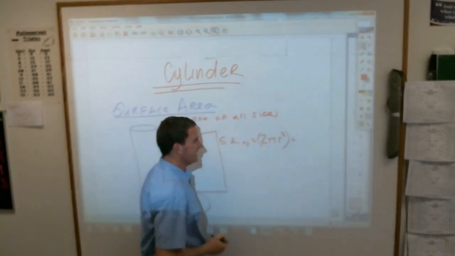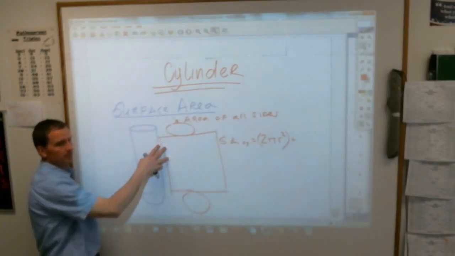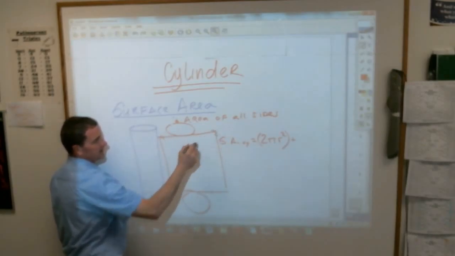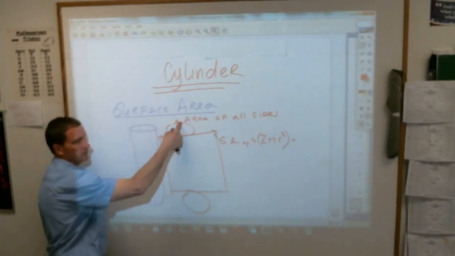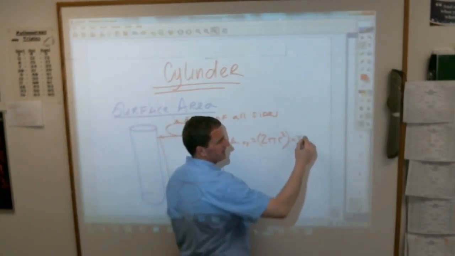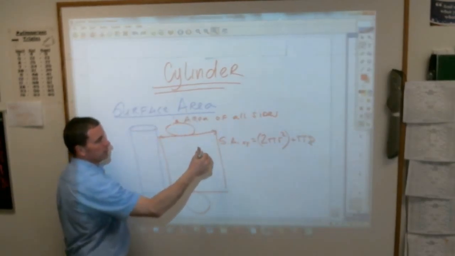Plus, I now need to find the area of this rectangle. Does anybody know what that rectangle would be? Well, probably not. This distance from here to here, guess what that is? That's the circumference of that circle, is it not? Yes, it is. It's pi times diameter. That gives me the circumference of the circle.